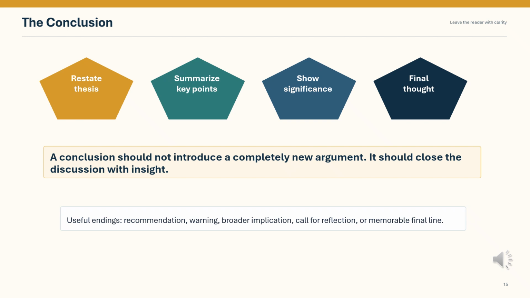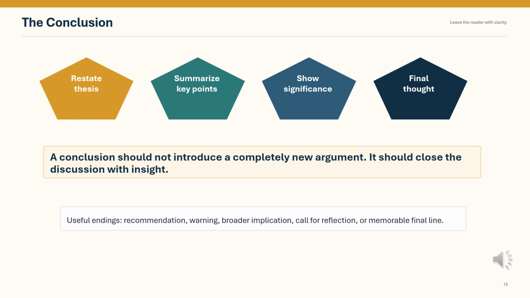First of all, it will restate the thesis in different words. Secondly, it will summarize the key points. Thirdly, it will show the significance of the topic that you have written the essay on. Fourthly, it will end with a final thought.